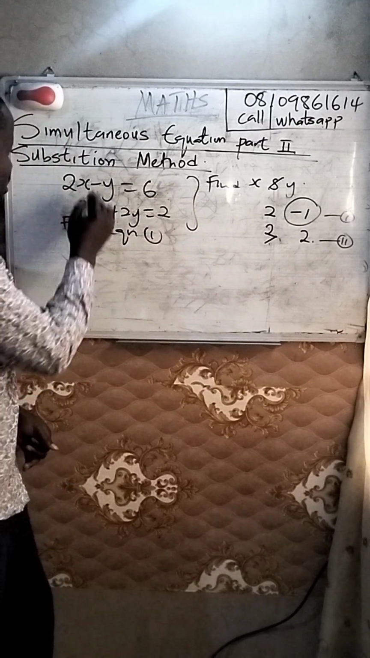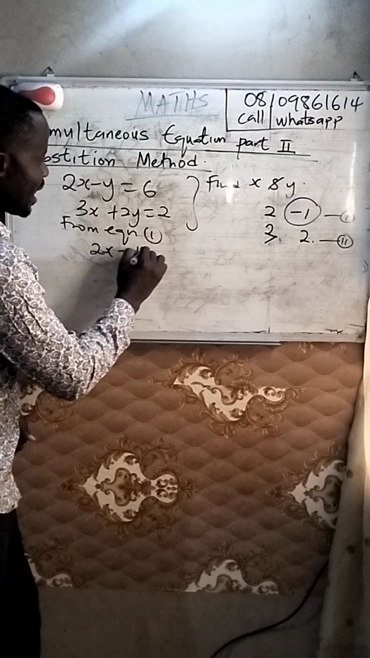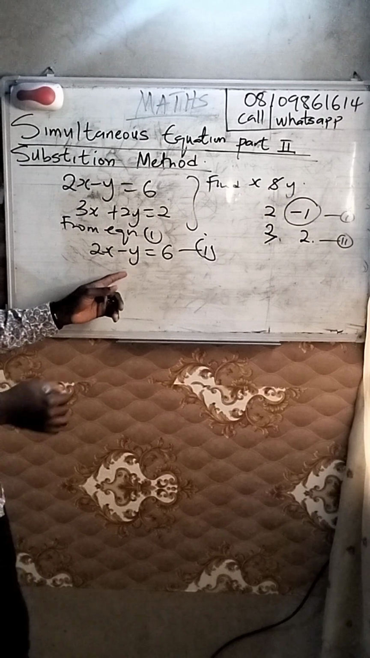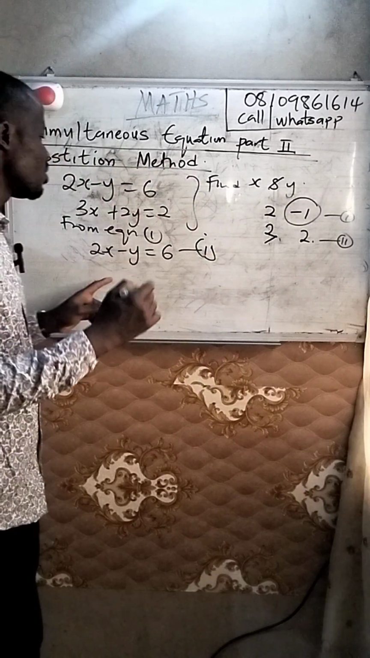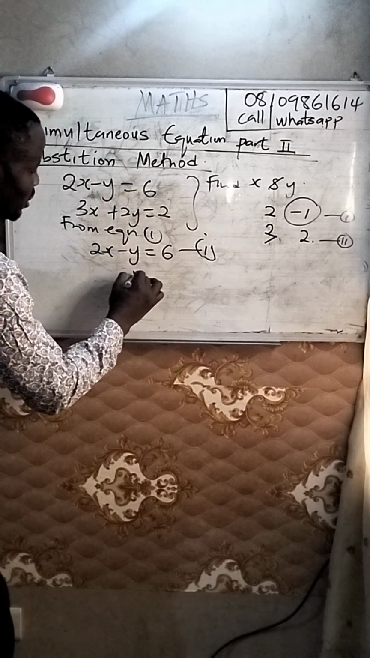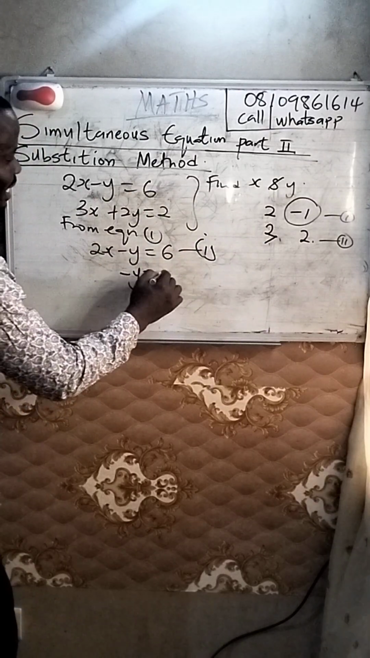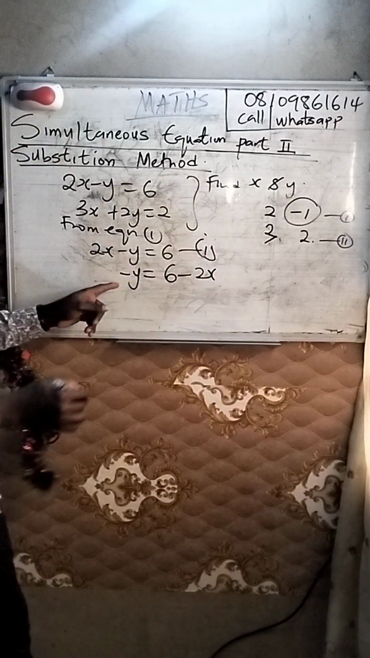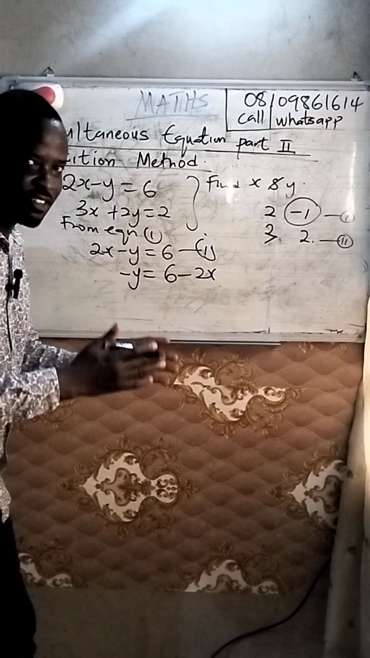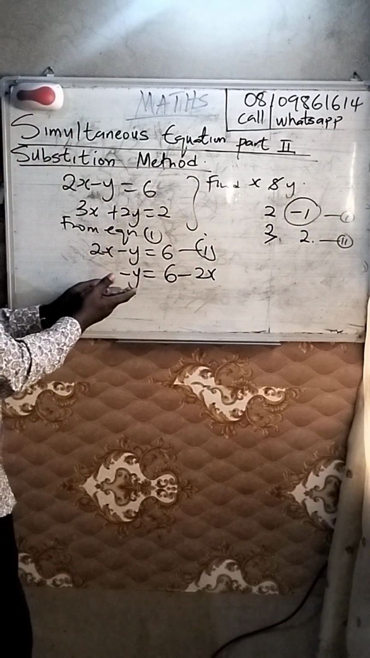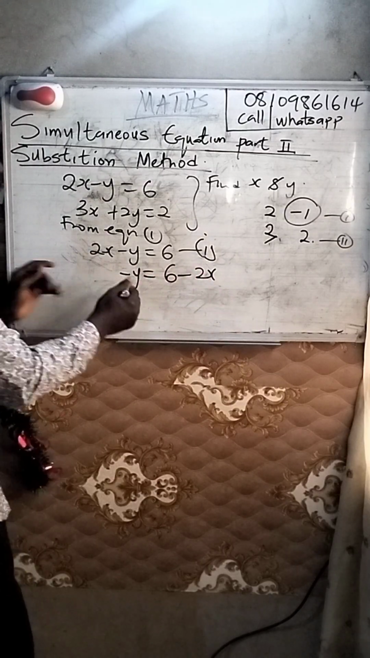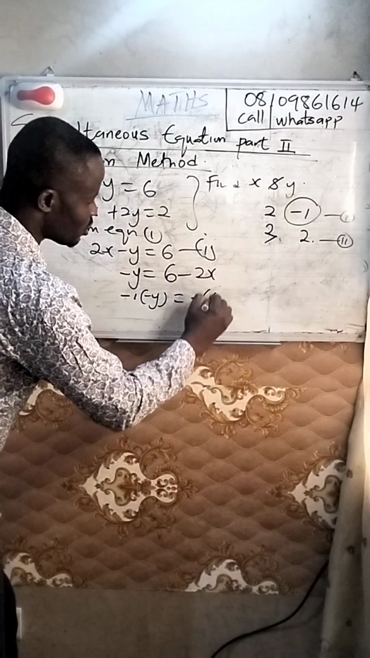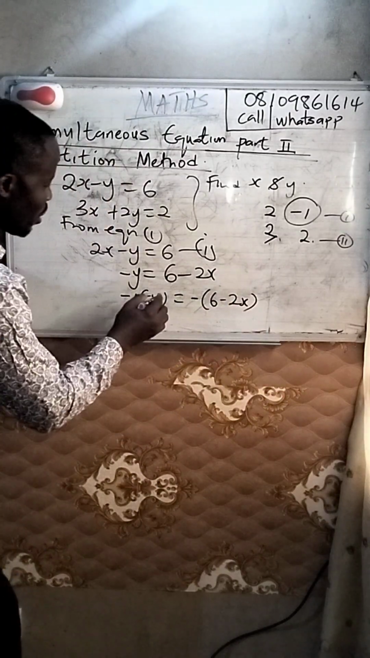So from equation 1, 2x minus y is equals to 6. I'm going to try and make y the subject of the formula. Minus y will be equals to, by collecting the like terms, 6, take this one to the other side, that will be minus 2x. But I need y, not negative y, so I'm going to multiply both sides by negative 1. So I have minus 1 into minus y is equals to minus 1 into 6 minus 2x. So I will open up the bracket.